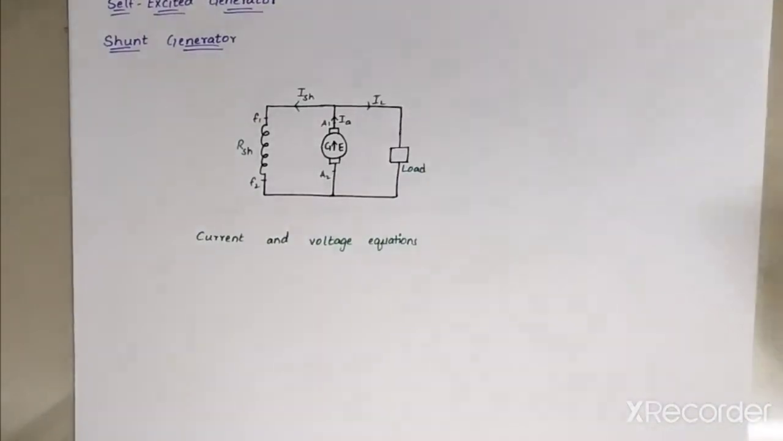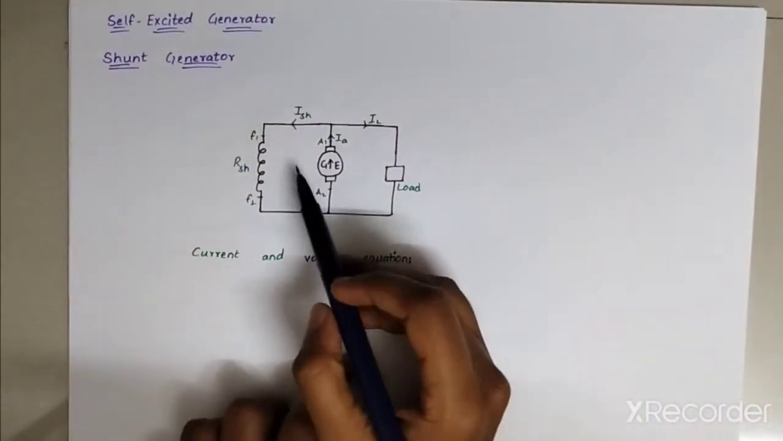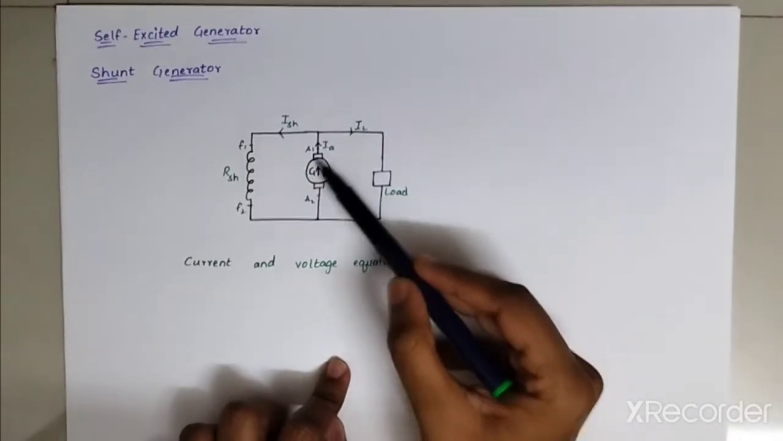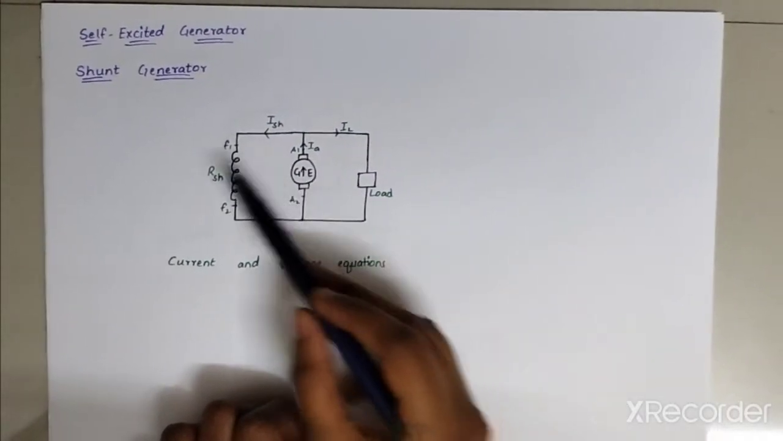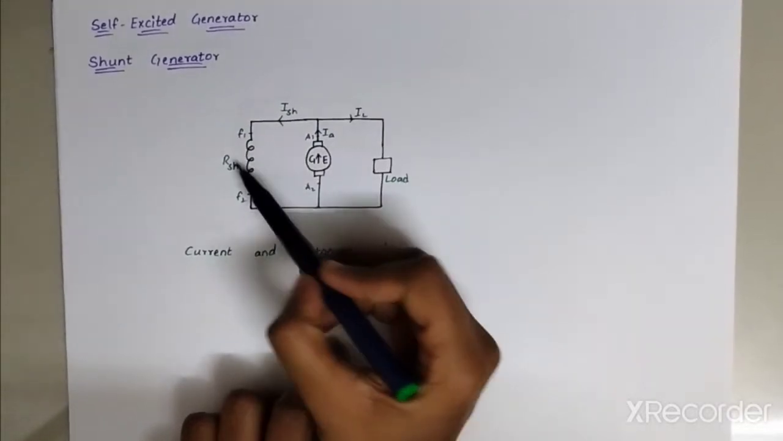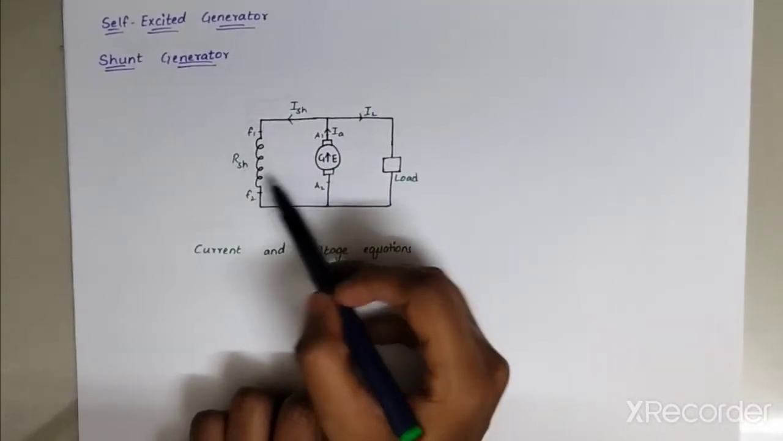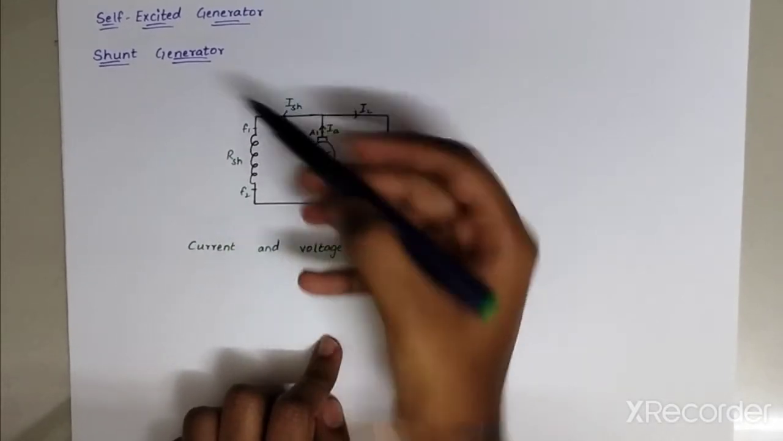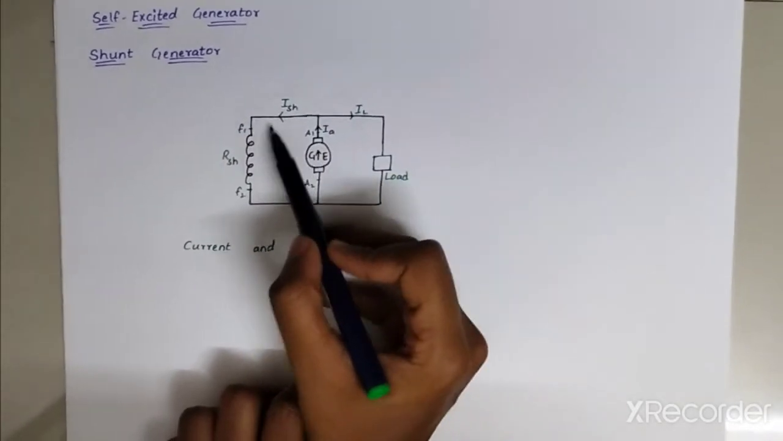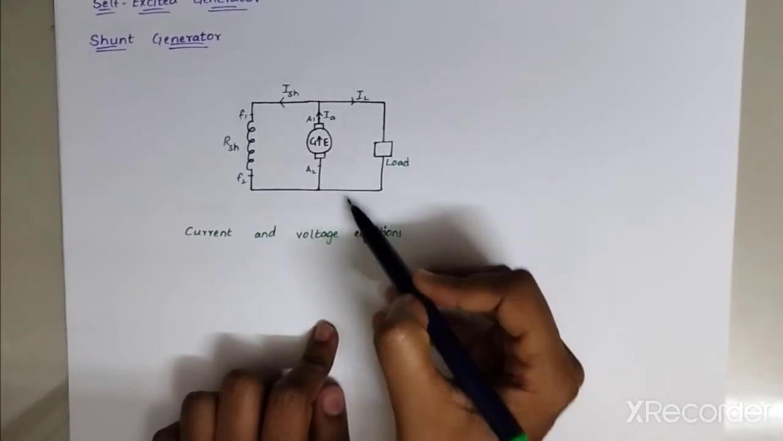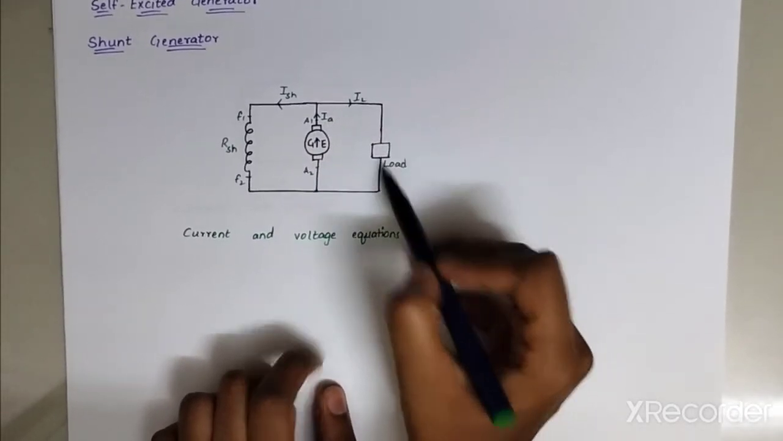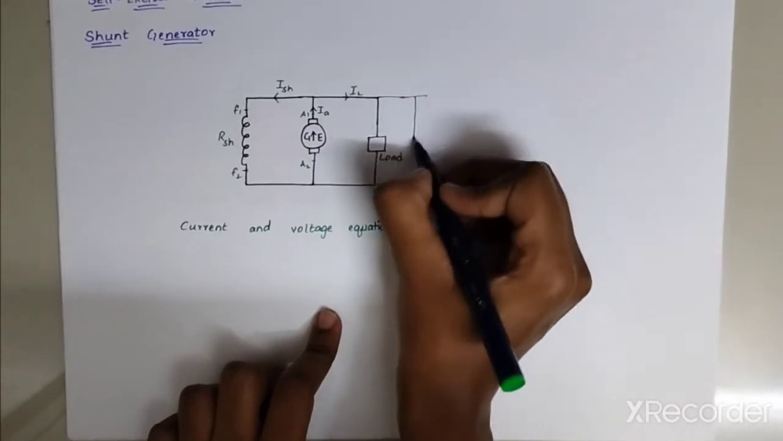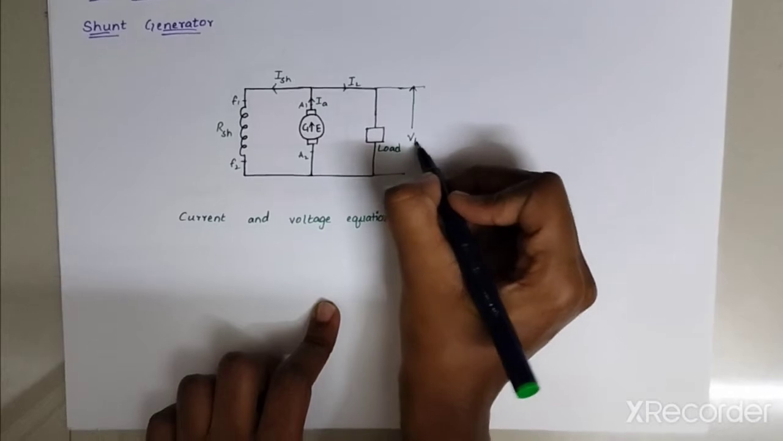Now let's see the shunt generator. Here in the shunt generator, the shunt field winding and the armature are in parallel, so it is called a shunt generator. Now we'll see the naming of this circuit first. RSH is the resistance of the field winding and ISH is the current into it, IA is the current through the armature and IL is the current through the load. And we'll mention the voltage across the load as VT.